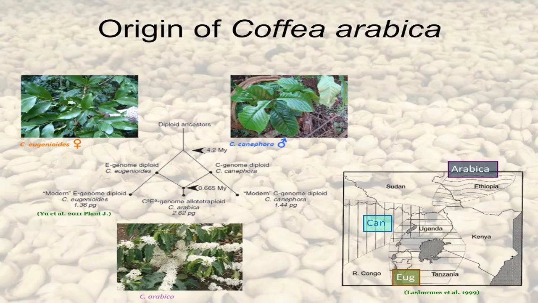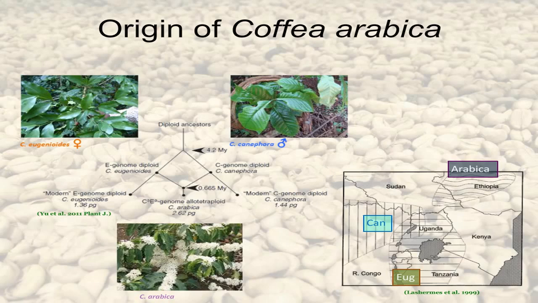So I'll be focusing on 3 main species today that we've done a number of genomic studies on. So these are coffee eugenioides, which you can see on the top left, coffee canephora, which is the top right, and coffee arabica. So arabica is derived from a cross that happened millions of years ago, so relatively recently on the evolutionary time scale, between 2 diploid ancestors. So eugenioides would be the female parent and canephora is the male parent. So arabica is actually something that's known as a tetraploid. So it has both of the parental genomes.